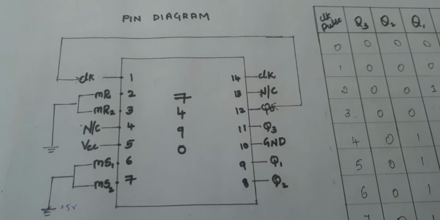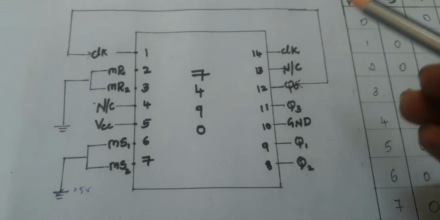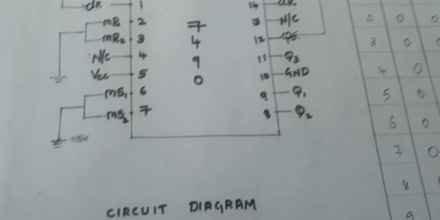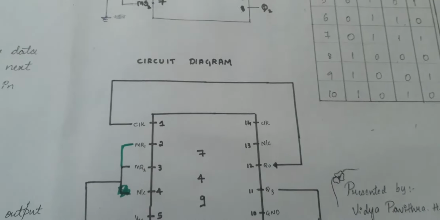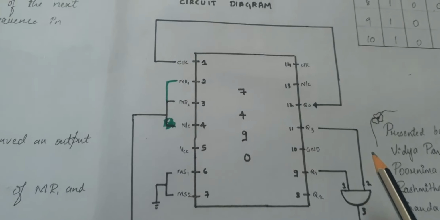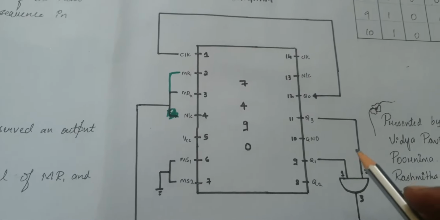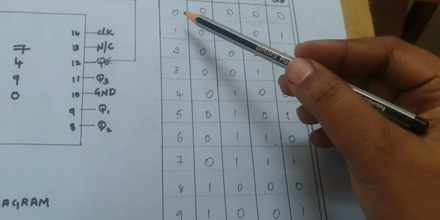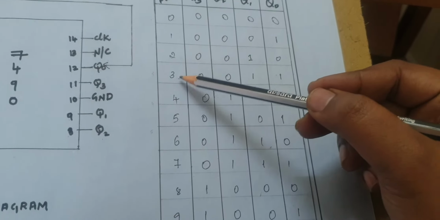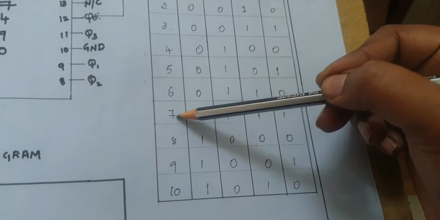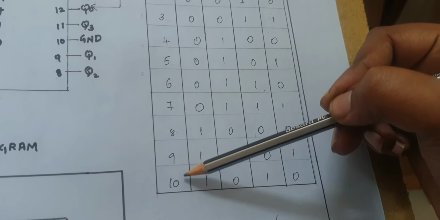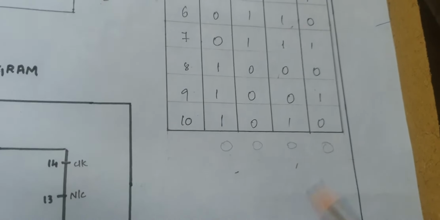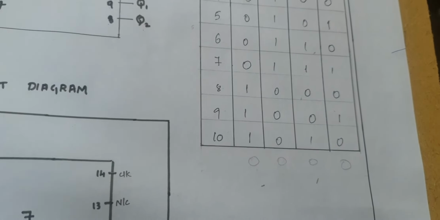Let's see the connection part of this asynchronous counter now. Before any connection is done, the master reset and master set will be grounded. Now I'll be constructing your mod 10 counter. So mod 10 counter works like this. If it is a mod 10 counter, your counter must start from 0, that is 0, 1, 2, 3, 4, 5, 6, 7, 8, 9, 10. After 10, it must set back to 0. This is what the principle is. It is very simple.